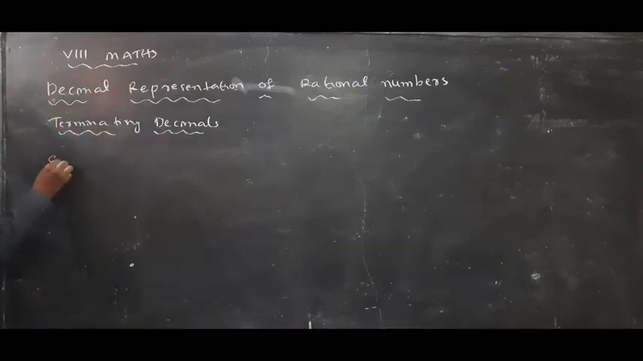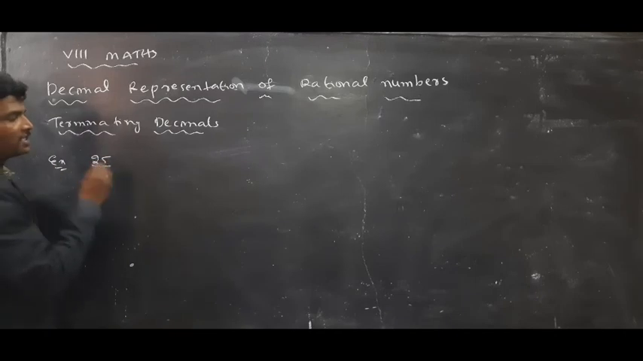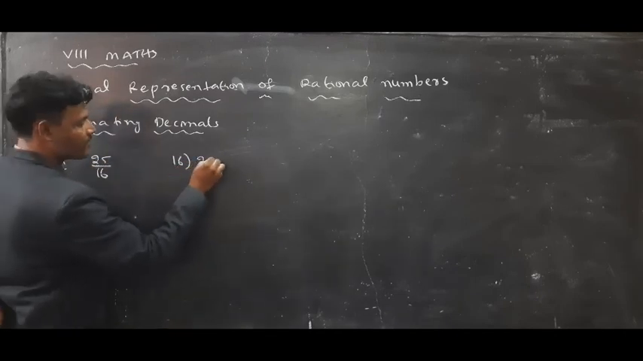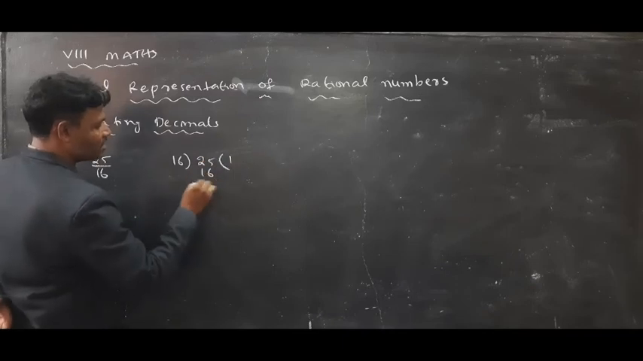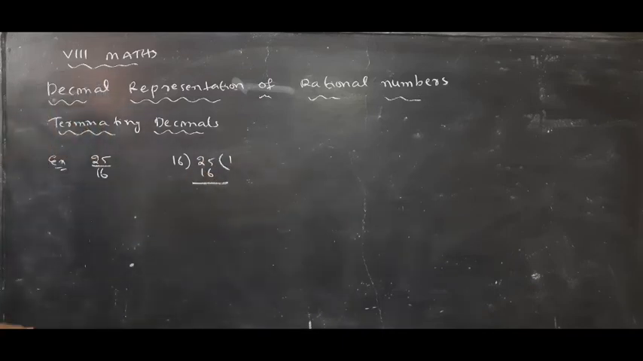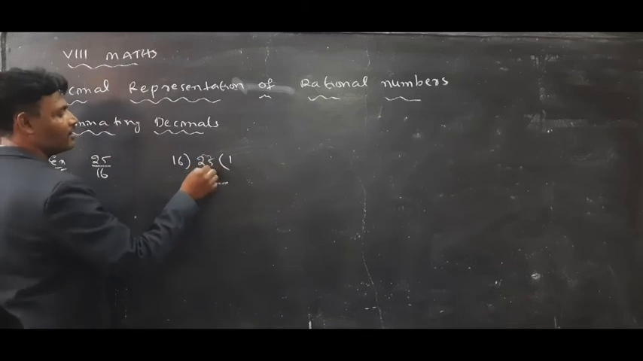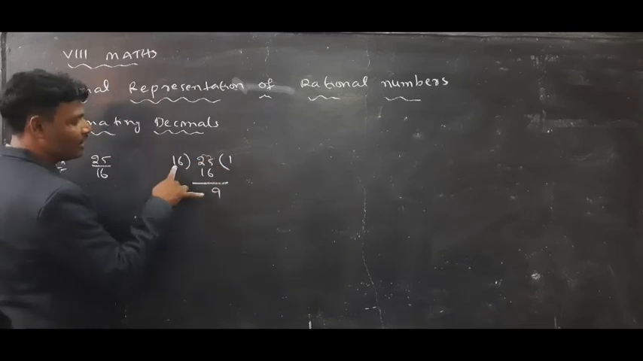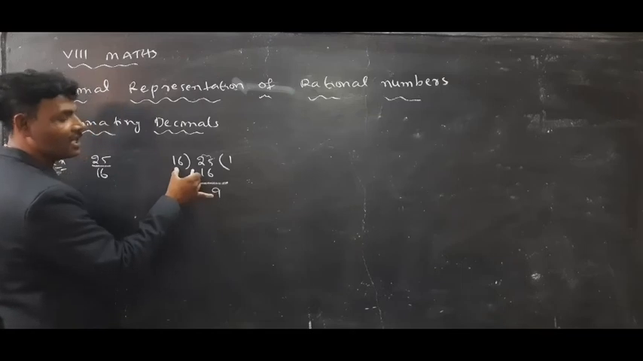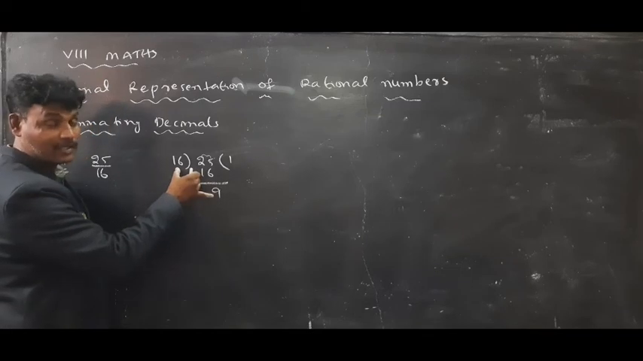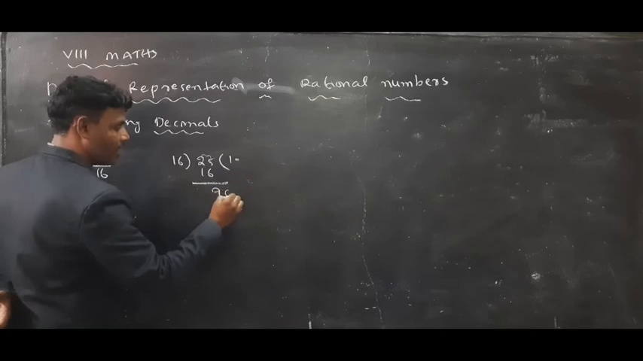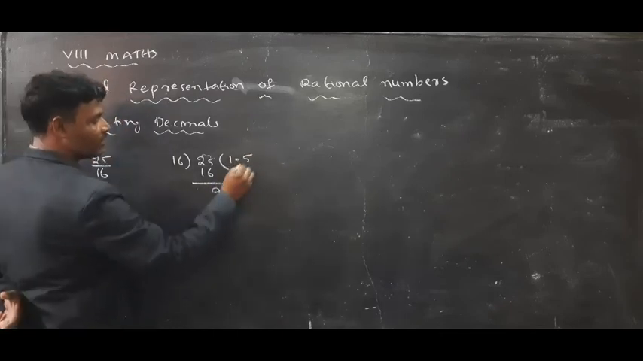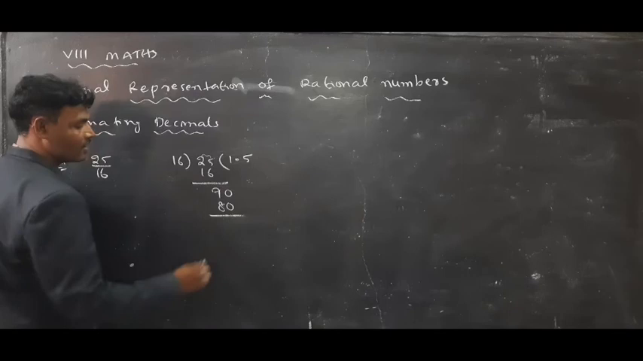I took one example, 25 by 16. It means divide 25 by 16. 16 ones are 16. What is the remaining here? 9. The remainder is less than the divisor, so it is not possible to divide. I am taking a decimal point and keeping 0 here. 16 5s are 80. So remaining 10.